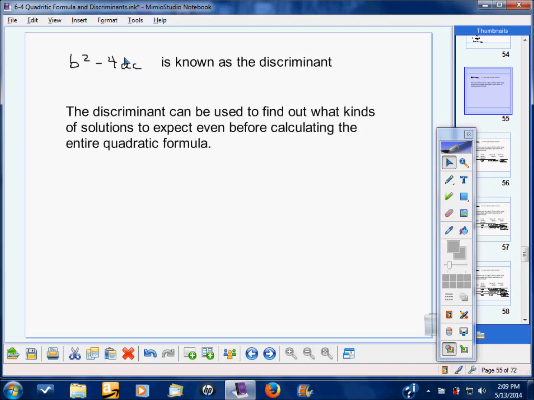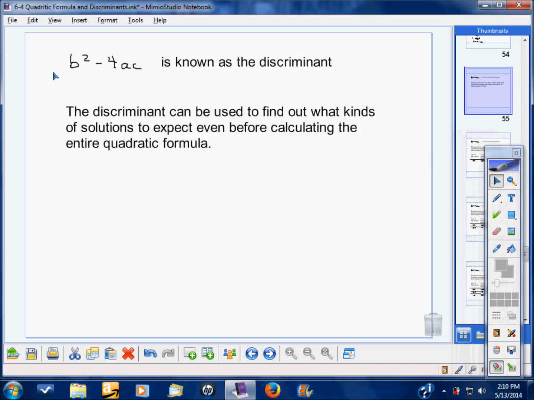This part right here of the quadratic formula is special. It's called the discriminant. Where do we find this in the quadratic formula? Under the square root sign. Depending on what value you get for just this little piece of the quadratic formula, it's going to tell you what kinds of solutions to expect. And part of what you're going to be quizzed and tested on is using this discriminant to tell you what kinds of solutions to expect even before you finish out the quadratic formula.